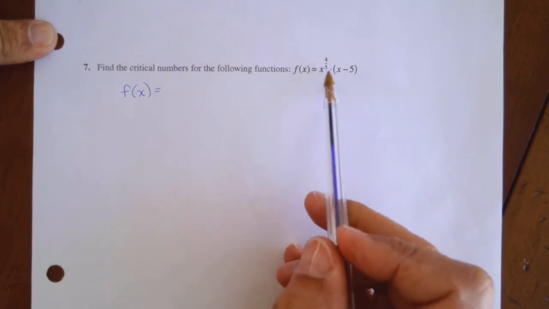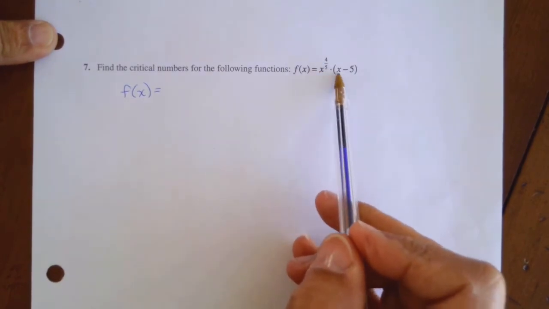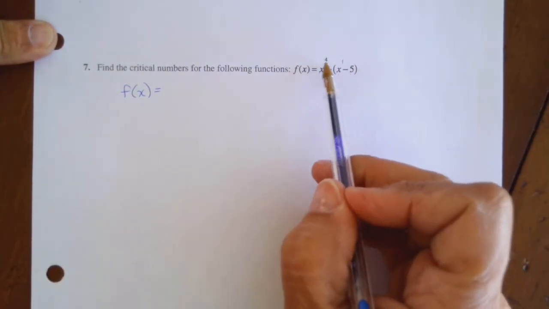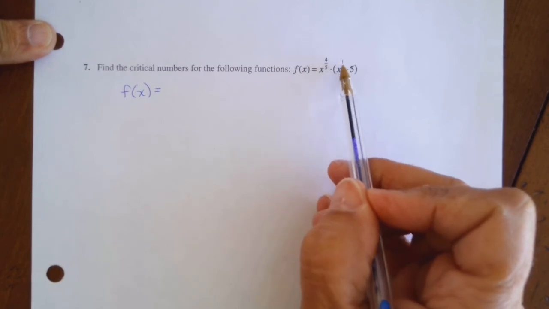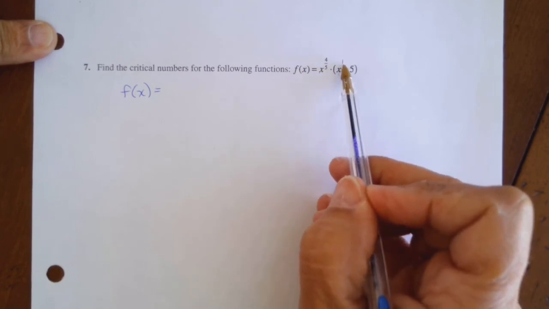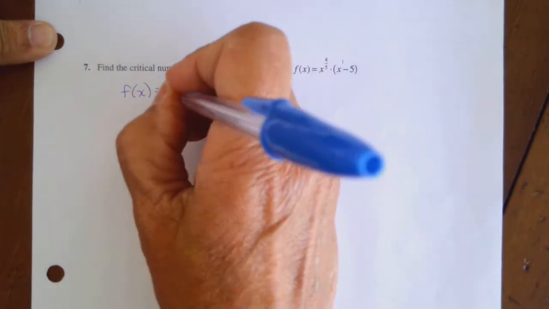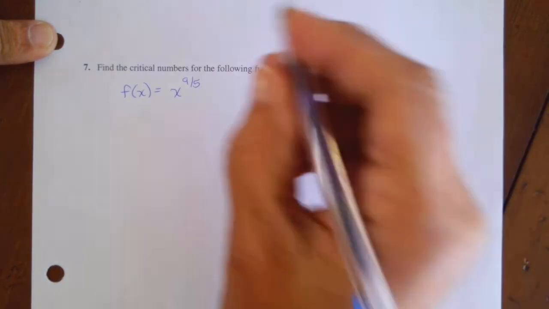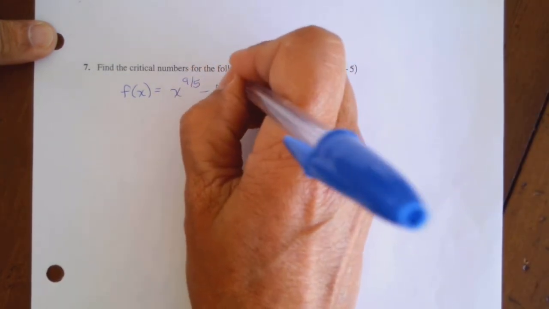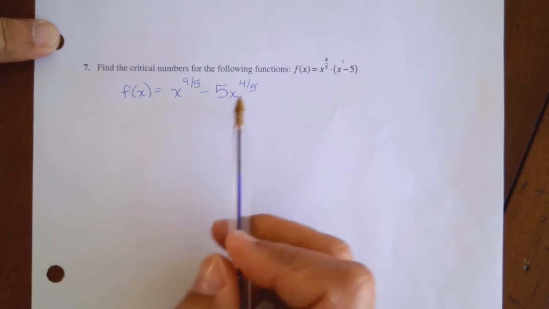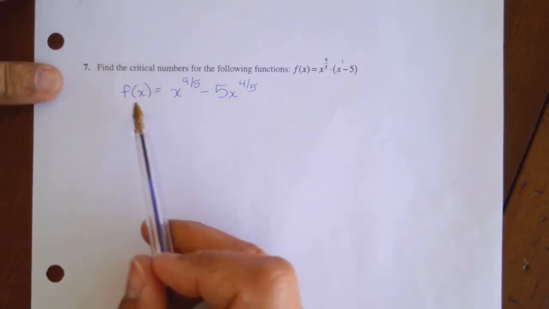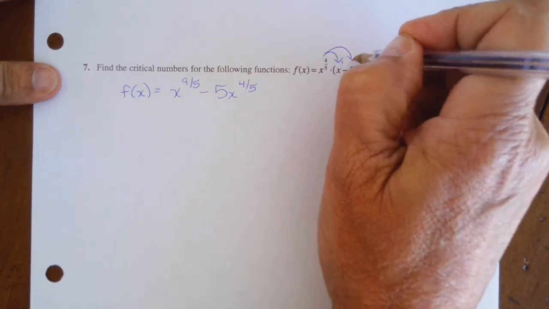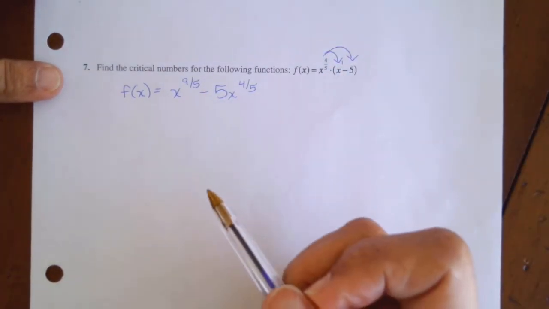So I'm going to just distribute. So x to the 4/5 times x. Remember, this is x to the first power. You add your exponents, and 1 is the same thing as 5/5. So we have 4/5 plus 5/5. So that's going to be x to the 9/5. And then x to the 4/5 times -5 is -5x to the 4/5. So that's the function. I didn't do any derivatives yet. This is still f of x. I just distributed, this times this and this times this. That alleviates me having to do the product rule.